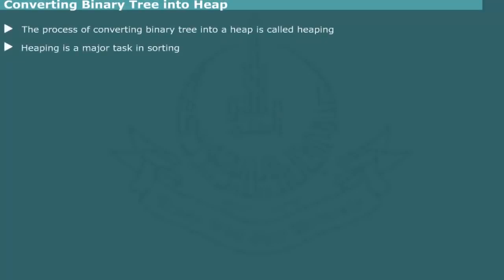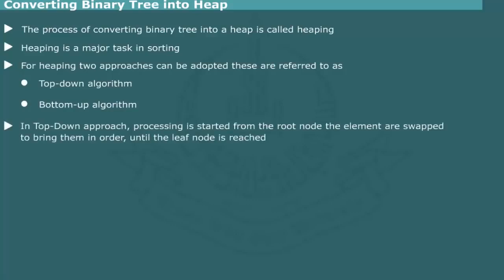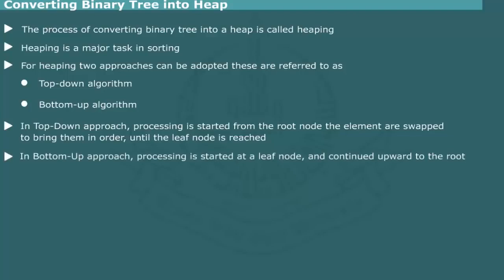Converting tree into heap. In heap sorting, conversion of a tree into a heap, commonly referred to as heaping, is a major task. Two common algorithms follow either a top-down or bottom-up approach. In the top-down procedure, the heaping process is started at the root level and proceeds down to the bottom level. In the bottom-up method, the reverse order is followed. We shall follow the top-down procedure in the subsequent discussion of heap sort.